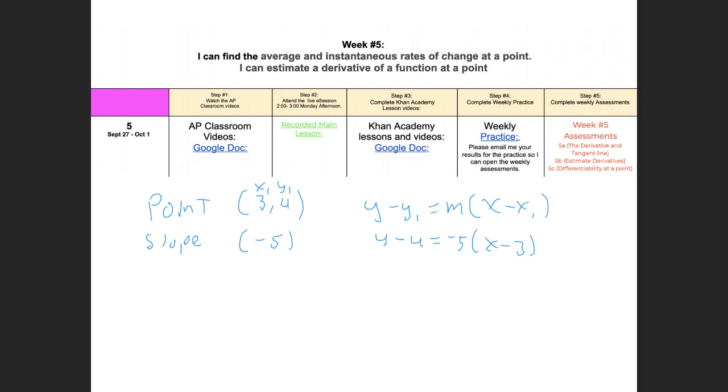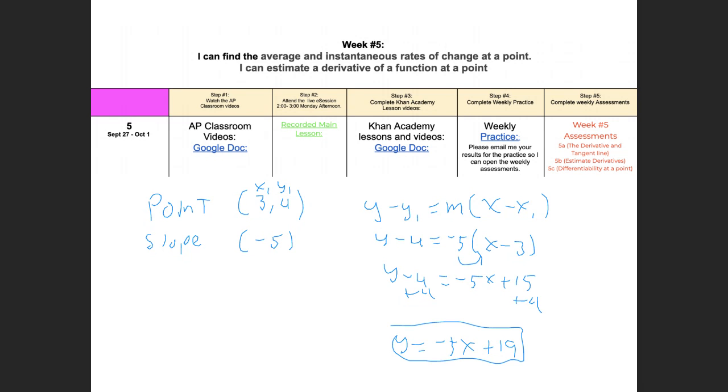Now, if the test asked you to write it in slope-intercept form, that's not a big deal. I would just multiply through here, so that gives me negative 5x plus 15, and then I have y minus 4 is equal to that. I'd add 4 to both sides, and I'd end up with y is equal to negative 5x plus 19. So that would be slope-intercept form.